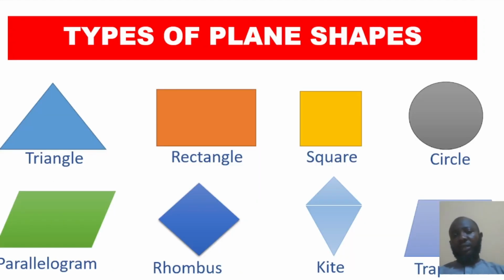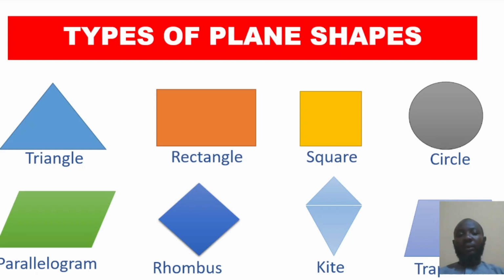So the next one is to look at types of plane shapes. I want to identify the plane shapes that we have. These are the types of plane shapes we have. You can see triangle, which is a polygon, is also a plane shape. You understand? So if you say polygon or plane shape, we are referring to the same thing. We have 8 types of plane shapes here, right?